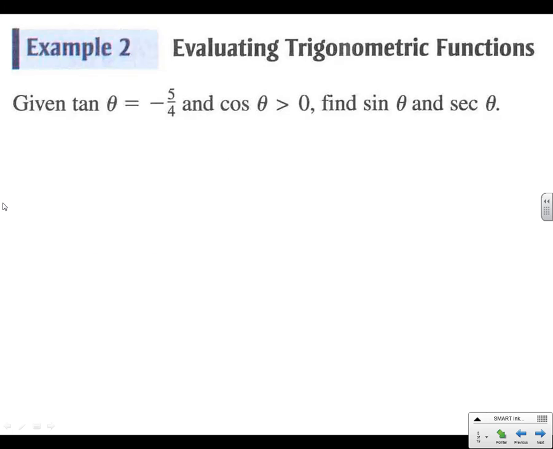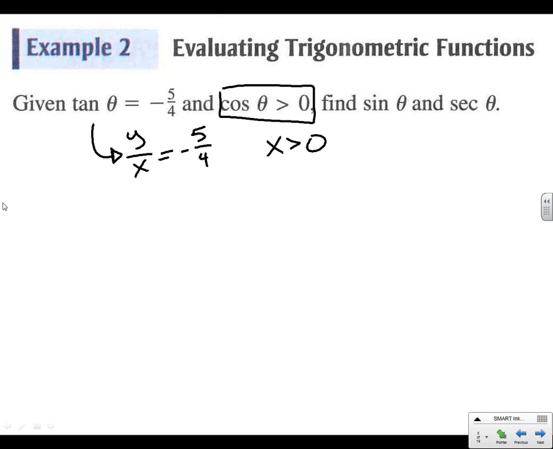All right, example 2, evaluating trig functions, same sort of deal here. See the information. Tan theta is negative 5 over 4, so y over x is negative 5 over 4, because tangent is y over x. The problem here is I don't know if the y is negative or if the x is negative. One of them is negative, I don't know which one. But then it says cosine theta is greater than 0, which means cosine, which is x, is greater than 0. So x is positive and y is negative. So I know now that y is negative 5 and x is positive 4.